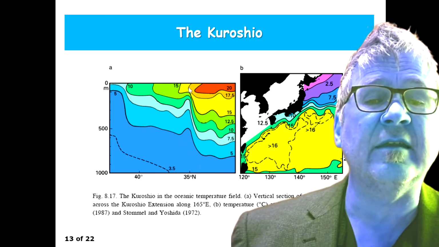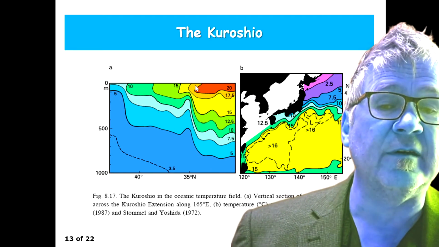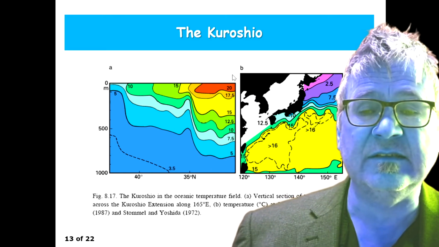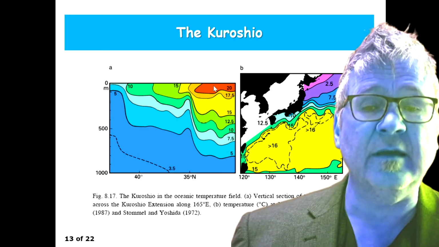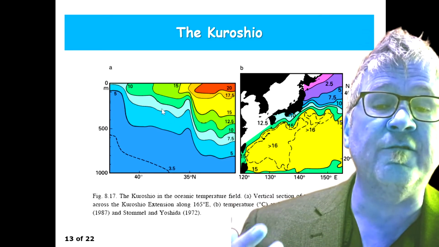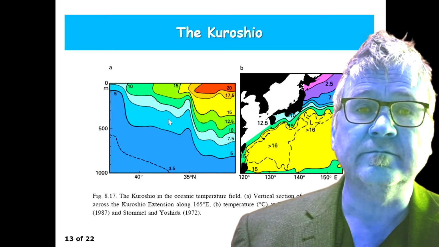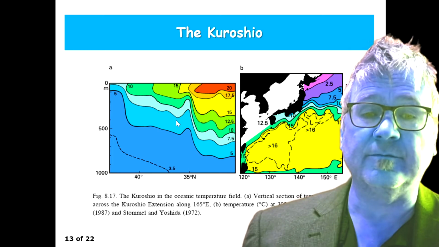Again, you can see that the Kuroshio on one side is very warm water, 20 degrees Celsius. And this is what we call a front. A front is where, as you move from one side to the other, there's a big temperature gradient change.